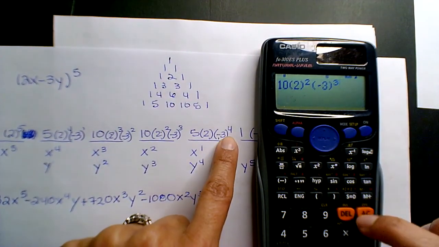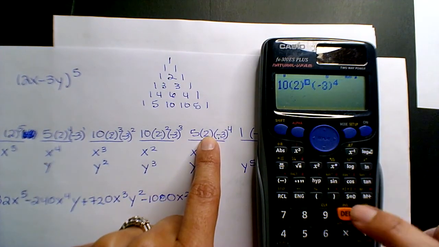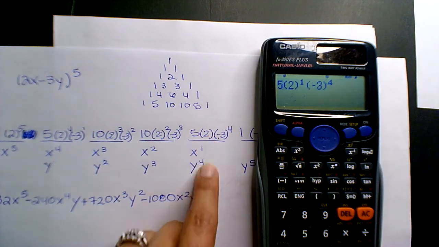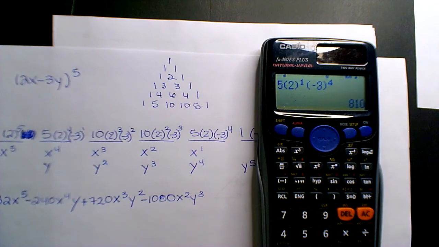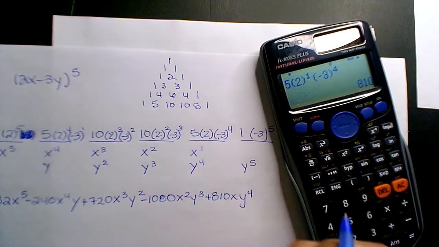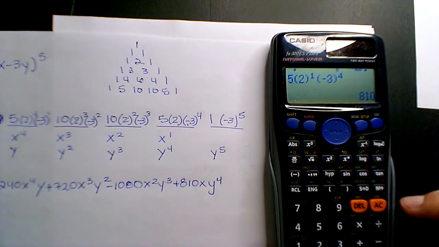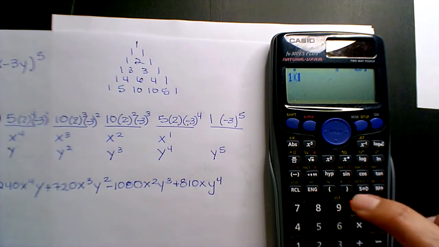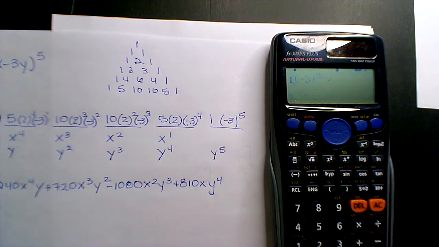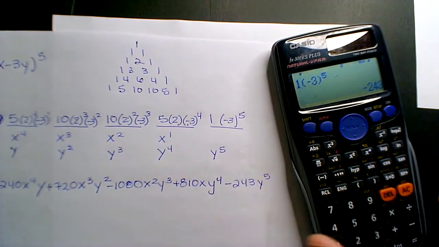And then this is now to the 4th. This is now to the 1. And this is now a 5. And so I get 810. And now I'm just going to clear it. 1, negative 3 to the 5th power. And you get negative 243y to the 5th.